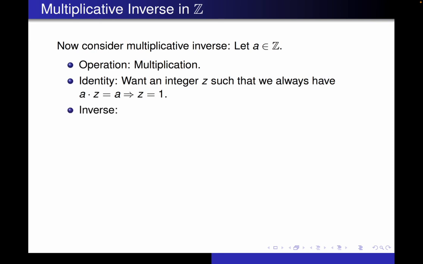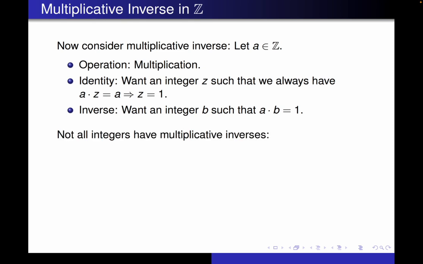For the inverse, well, let's see. We found our multiplicative identity. We want an integer b where, when we multiply it by a, we get 1. And not all integers are going to have multiplicative inverses. In fact, not many will, if we're strictly speaking about integers, right? If we have a equals 0, if we try to multiply it by some b, we're always going to get 0, which means we're never going to get 1.